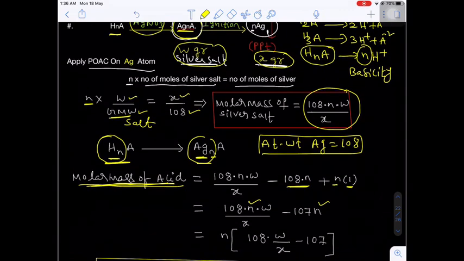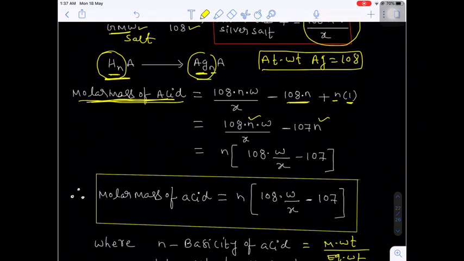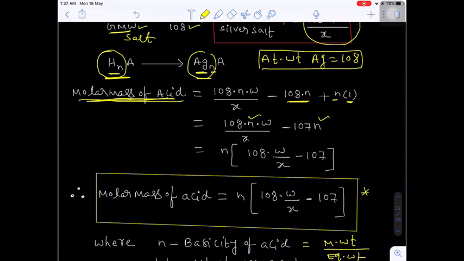Now this silver salt will get decomposed into silver. So we are applying POAC on the silver. Whatever silver atoms are present in the silver salt will be completely conserved into the pure silver. That's why I am applying POAC on the silver salt and also the pure silver. So this is the direct formula with the help of which we can directly calculate the molar mass of the organic acid.